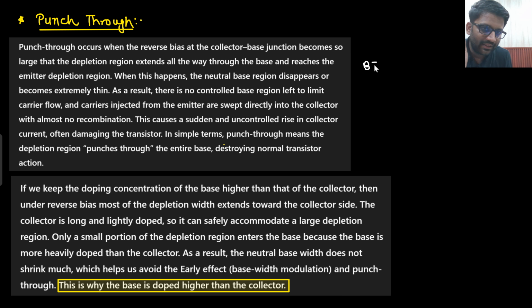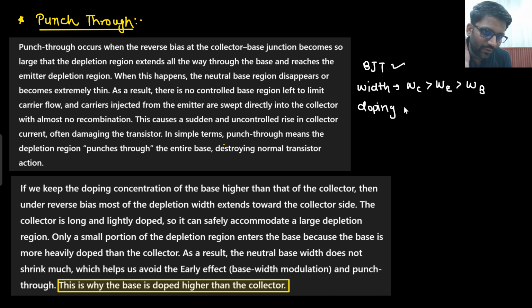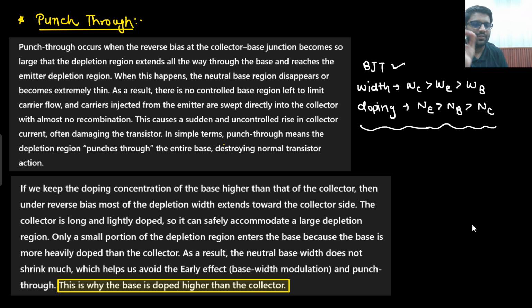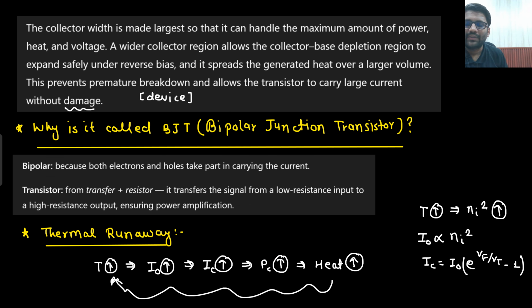Why it is called a BJT? That is also clear. What about the width? Width of the collector is larger than the emitter and then the base. This is also clear. What about the doping? Doping of the emitter is largest, then the base, and then the collector. So all these scenarios are now clear to you. Every single thing you know, and you can tell the proper reasoning. Say yes or no.